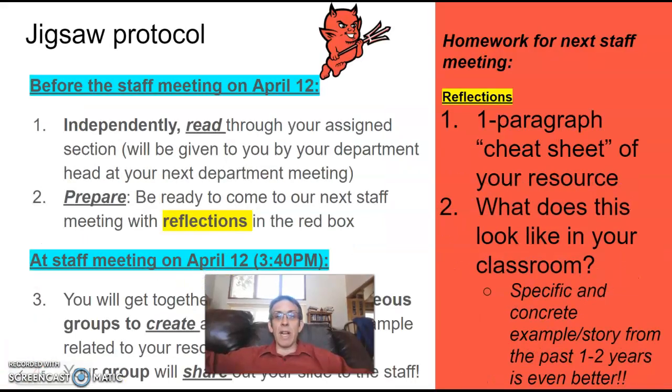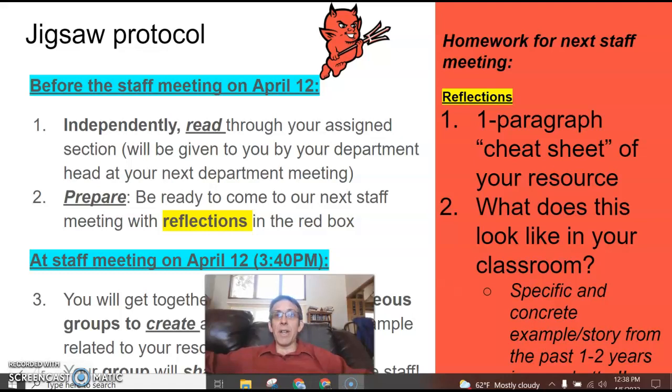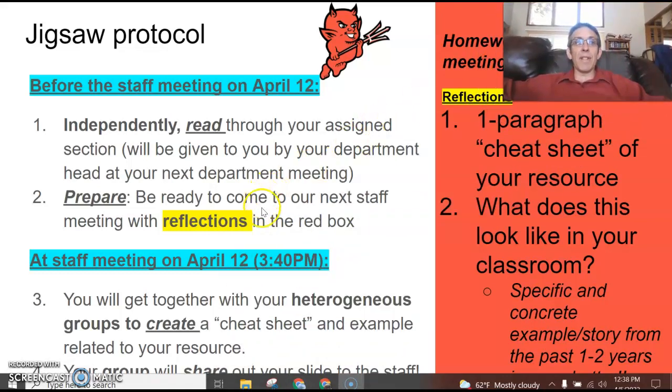As you are having those conversations, another thing that your department coordinator will be helping you with is getting you the readings. As you see, there are going to be 4 readings as we get into this jigsaw protocol, and you're welcome to pause and take a look at the protocol here. Just a quick gist: you're going to read the reading that you've been assigned. There are 4 different readings, and they're going to be heterogeneous groups.